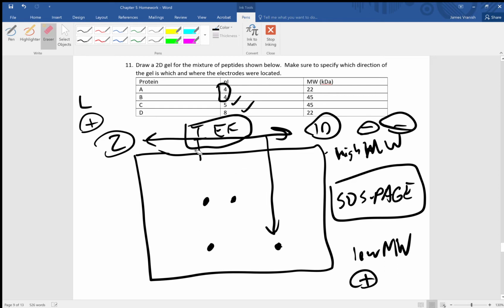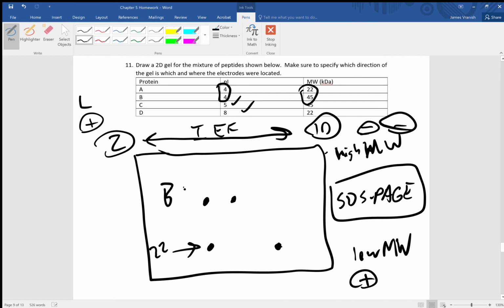Now, all right, the question is, how far down do they go? Well, at pI of 4, we have two proteins, and they have two different sizes to them. So one is 22 kilodaltons, and our smaller proteins move further. So this will be our 22 kilodalton protein. And our 45 will be up here. So I'm going to label these with the letters that were used in the table. So protein B will be there. Protein A will be right there.